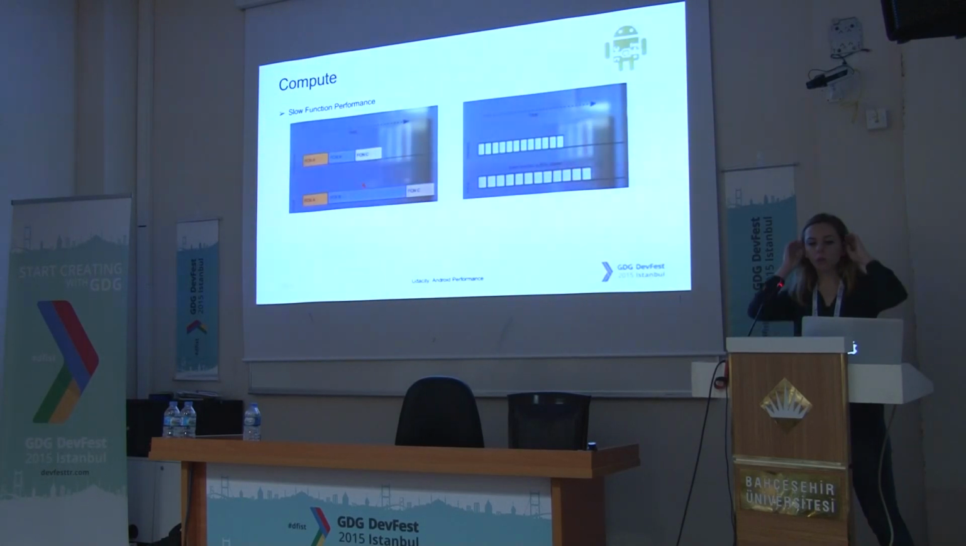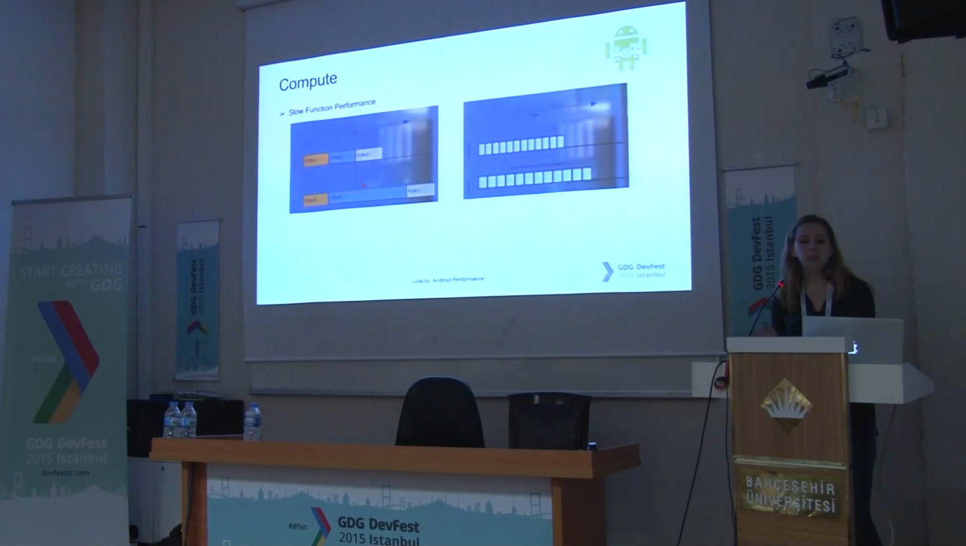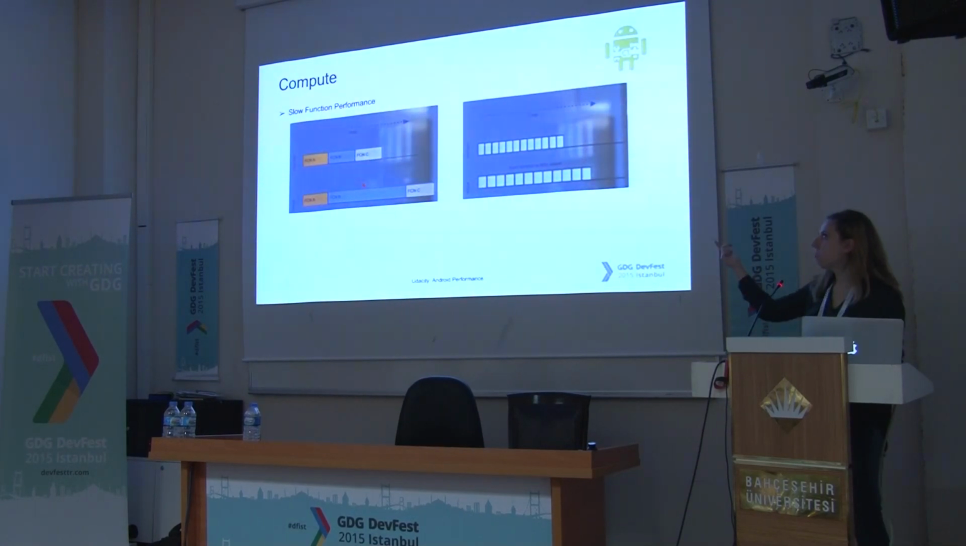there are two kinds of slow function, actually. The first one is the simple one. You see there is one function, and we know that there is a problem. Our function is slow. So what should we do? We can find it and change it. It's okay, it can be done.